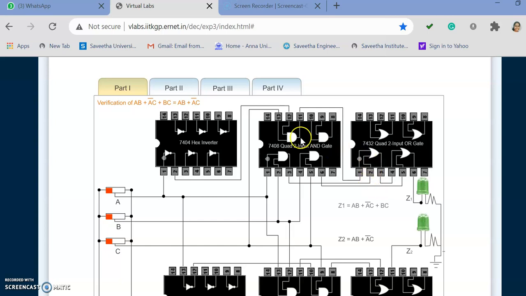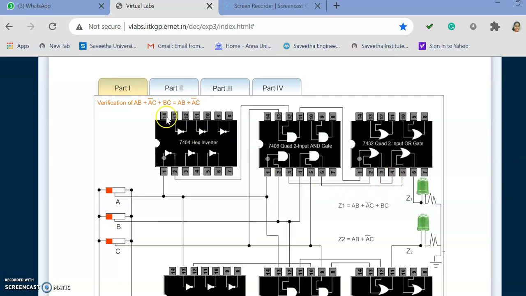Then you have A complement C. This is your A complement C, right? This is your C and this is your A complement, and this output is going to be A complement C. So this we are going to give as A complement C to pin number 1. So we have got an output at pin number 3, which is AB plus A complement C. Okay, that is given as an input to the second OR gate, so pin number 4.